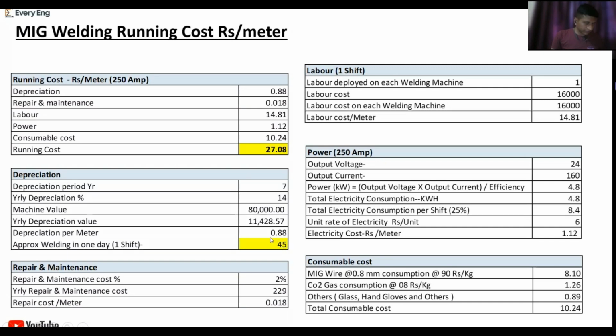And Amol, you are working in a sheet metal company, no? Is anyone here working in a sheet metal company? I think no. Oh, okay, okay.